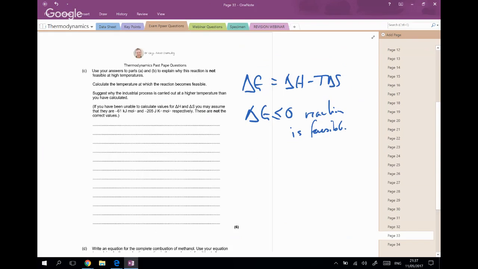So we're going to have 0 is equal to delta H minus T delta S. Again, I'm just going to write it out this time rather than putting all the data in. I'm going to pick out those two values from the previous one, which is minus 49. I'm going to convert it to joules, so 49,000 over minus 180.